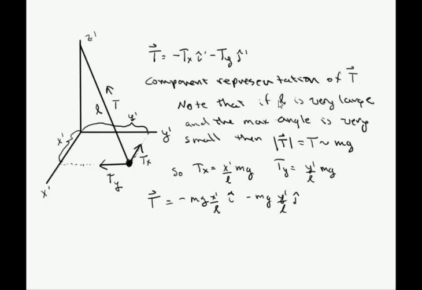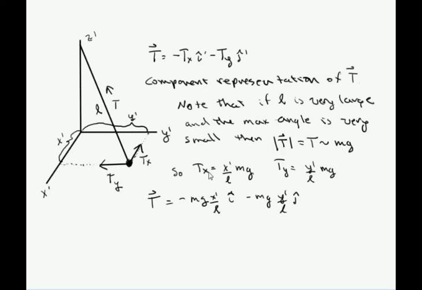Note that L is very large, and the maximum angle is very small. And so even though the drawing doesn't show it, you can almost say that the pendulum bob is just hanging straight down. And so the magnitude of the tension is approximately equal to the weight.